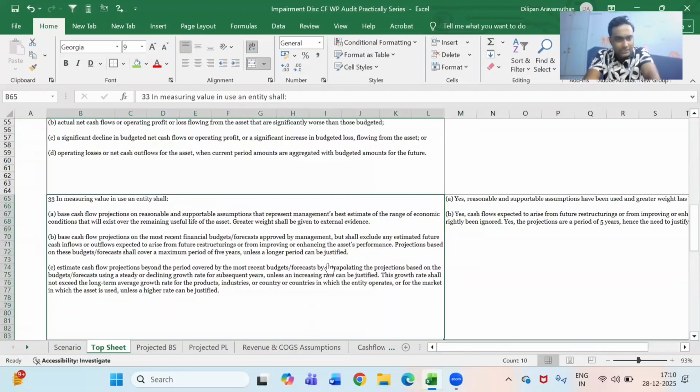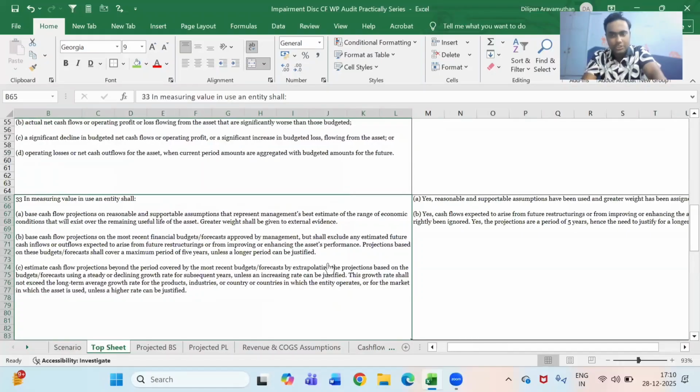In measuring value in use, this point is saying that the assumptions to be used should be reasonable and supportable, and more weight should be given to external evidence. Let us say, as per an external report, the market size is 50 million units, but the entity says that the market size is 100 million units. You need to rely on the external report because that is more reliable evidence, and that is what Ind AS 36 is trying to convey here.